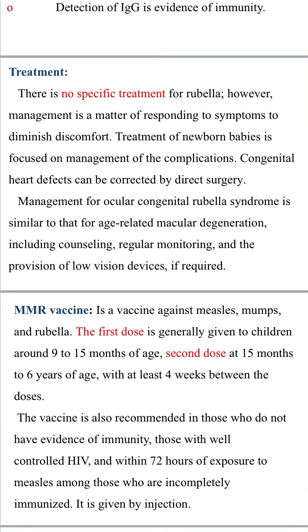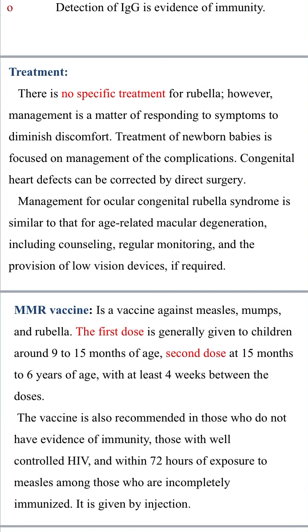Treatment. There is no specific treatment for rubella. However, management is a matter of responding to symptoms to diminish discomfort. Treatment of a newborn baby is focused on management of the complications. Congenital heart defects can be corrected by direct surgery. Management for ocular congenital rubella syndrome is similar to that for age-related macular degeneration, including counseling, regular monitoring, and the provision of low vision devices.